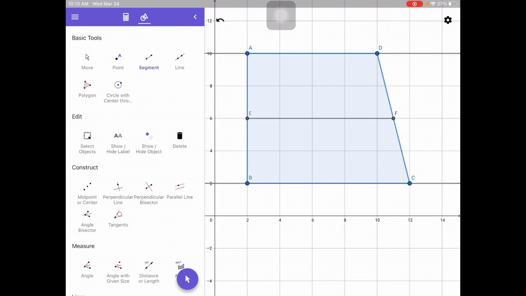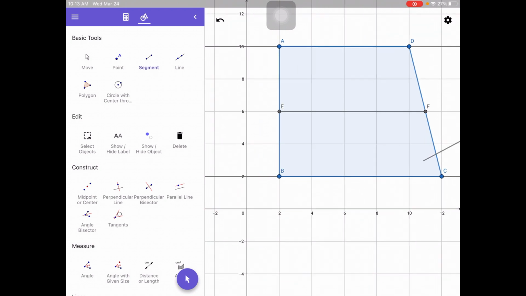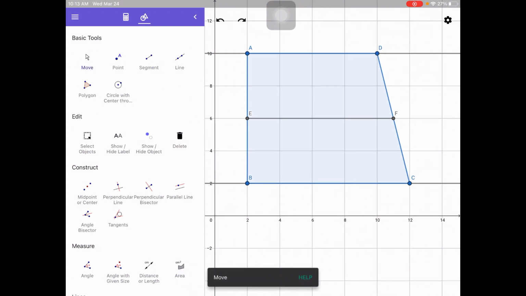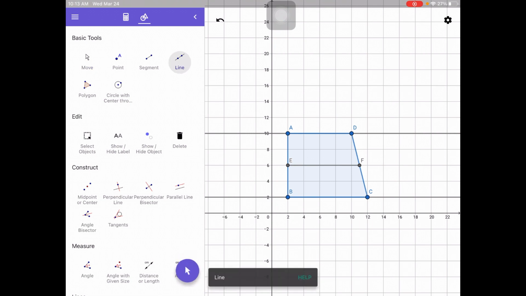Ang sabi po sa ating theorem, the mid-segment of a trapezoid is parallel to each of the bases. Ibig sabihin daw, si EF is parallel to AD and EF is parallel to BC. Yan, move po natin. Then, extend natin ng line yung EF.